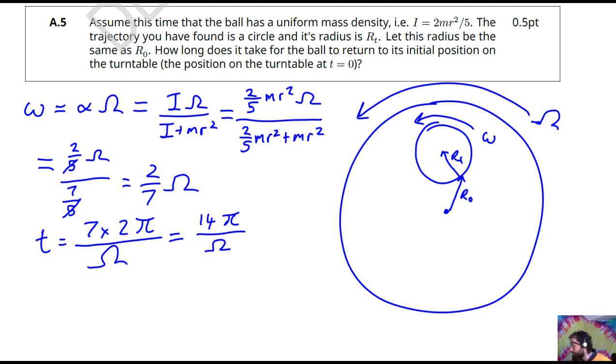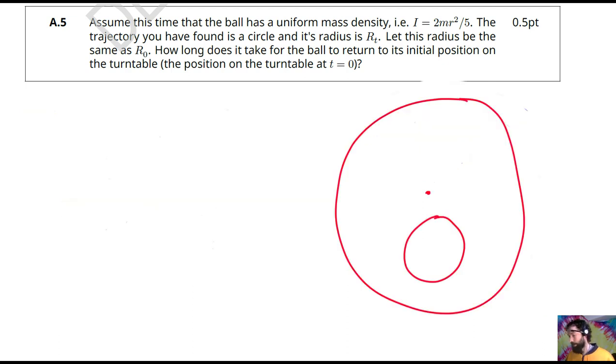Okay, but it so happens there is a special case where we can get a different amount of time for the ball to get to the same place on the turntable. The key thing is it doesn't also have to be the same position in the lab. So if we do this, I need to redraw my diagram.